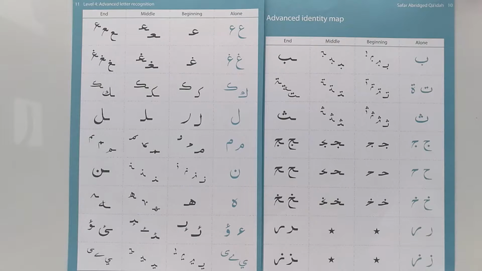So what we're doing today is going through pages 10 and 11. Here we've got an advanced identity map. You'll remember from a few lessons ago we had a look at a basic identity map. So it was the letters and the different forms when they're written in the beginning of the word, the middle of the word, and the end of the word. This is very, very similar. It's just a little bit more complicated. There's a lot more examples. For some of them, you've got up to 4 examples in one box.